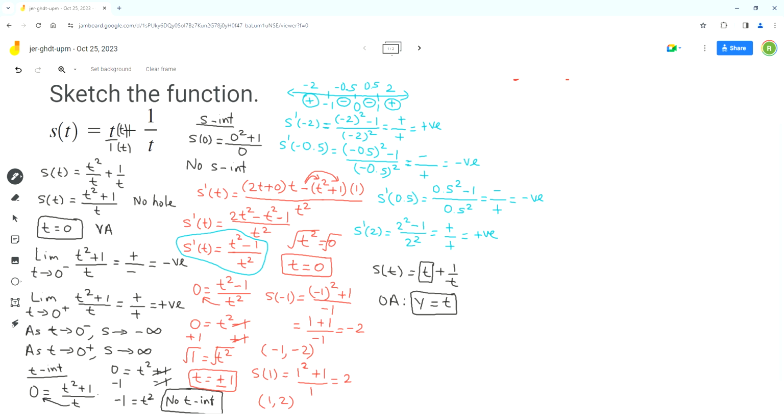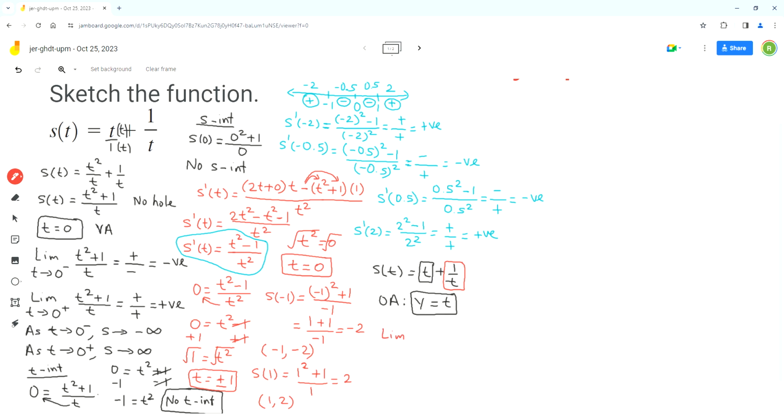Now we have to find whether the curve approaches the oblique asymptote from above or below, and for that we'll analyze this fraction 1 over t. So for a very big positive t value and very big negative t value, if this expression is positive, that means the curve approaches from above, and if it is negative, that means the curve approaches from below. So we can do the test.